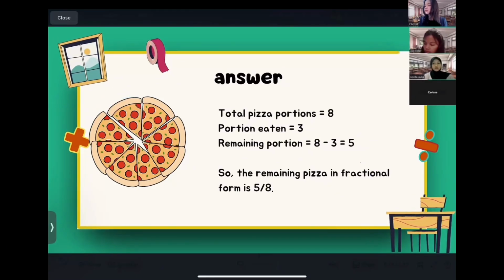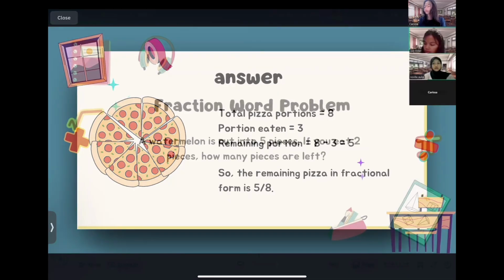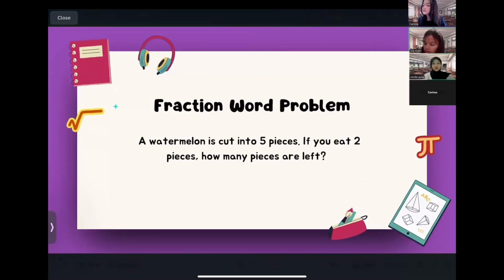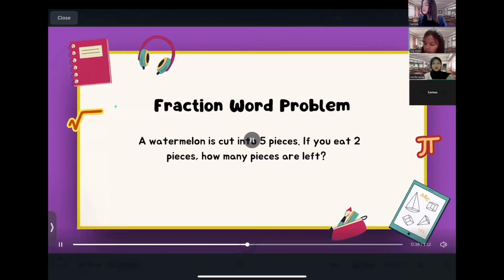All right, let us move on to the next question. We have another story-based sample question right here. A watermelon is cut into 5 pieces. If you eat 2 pieces, how many pieces are left? Let us solve it together again.